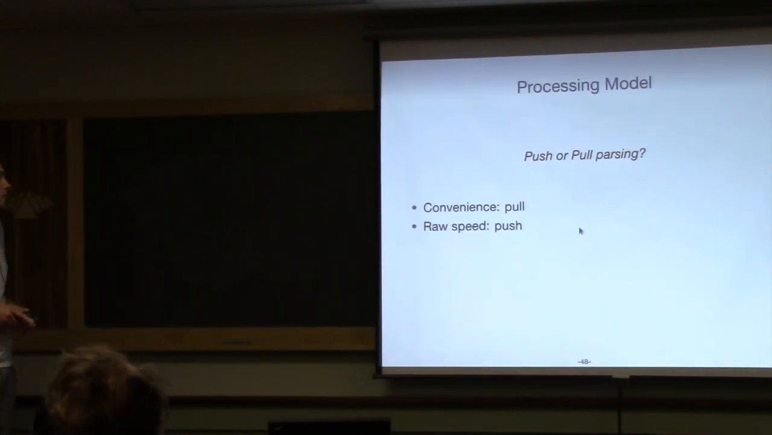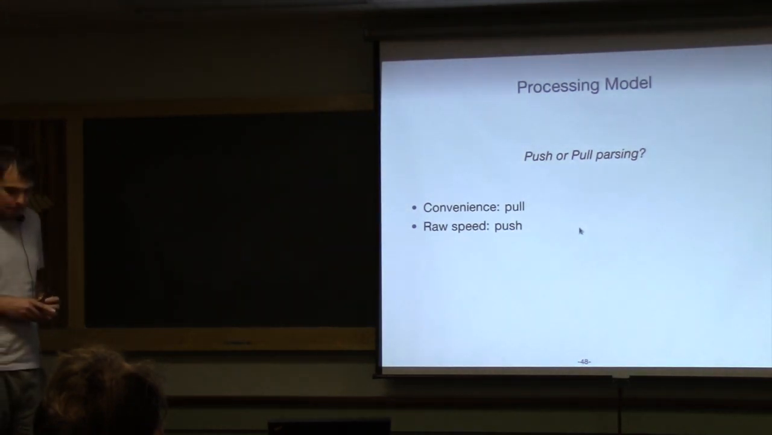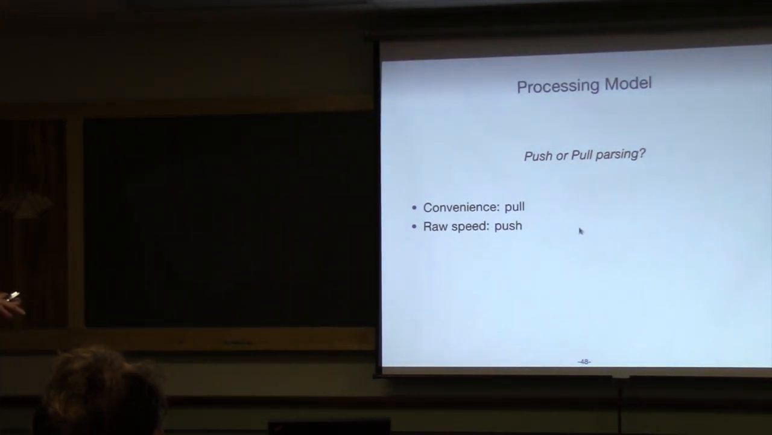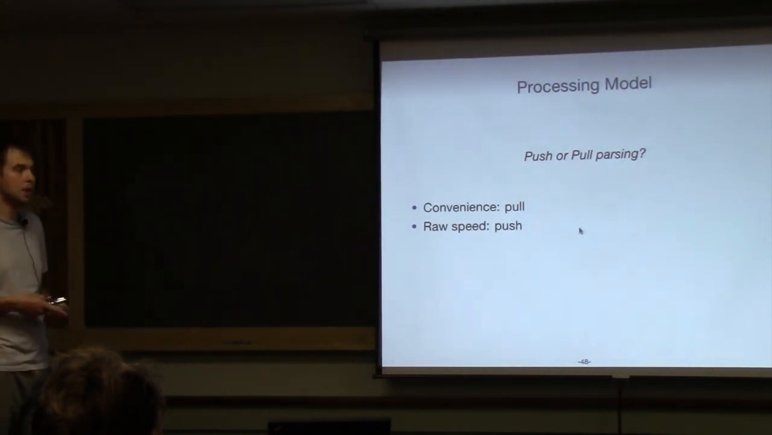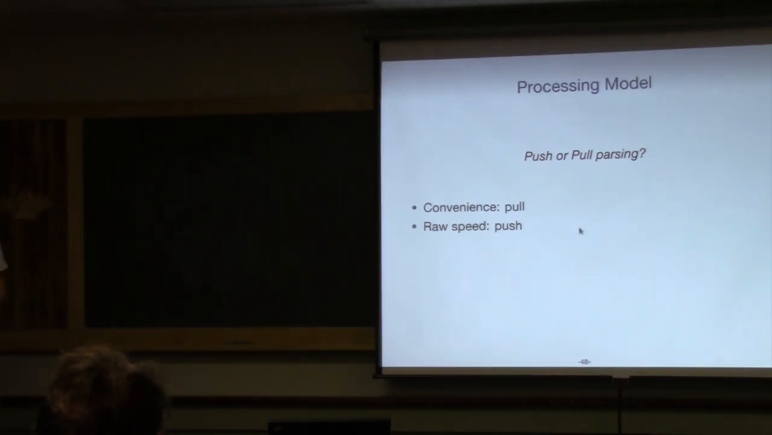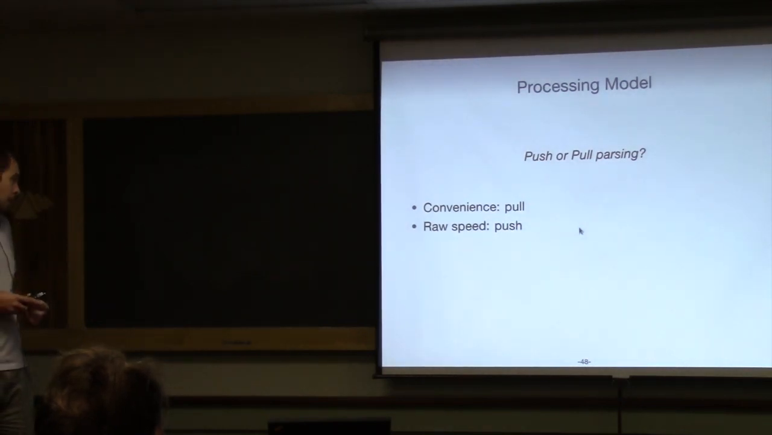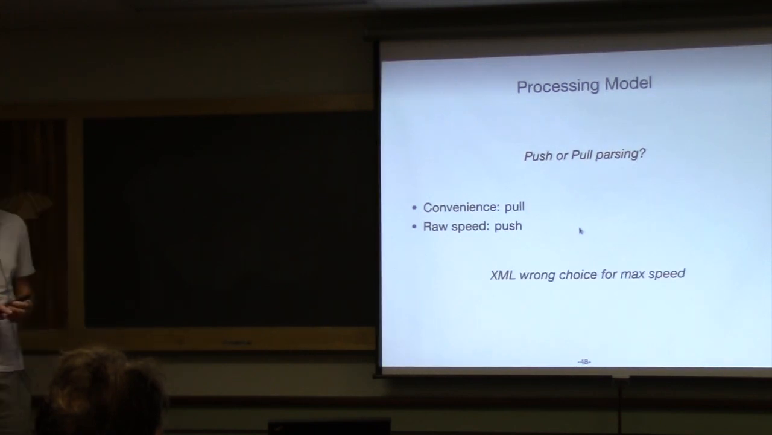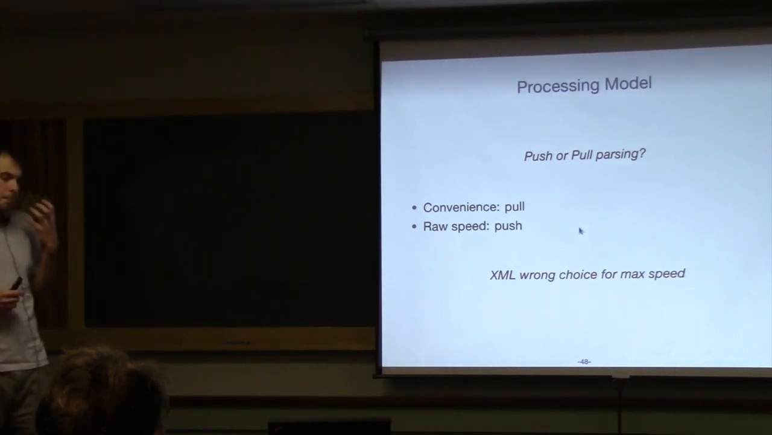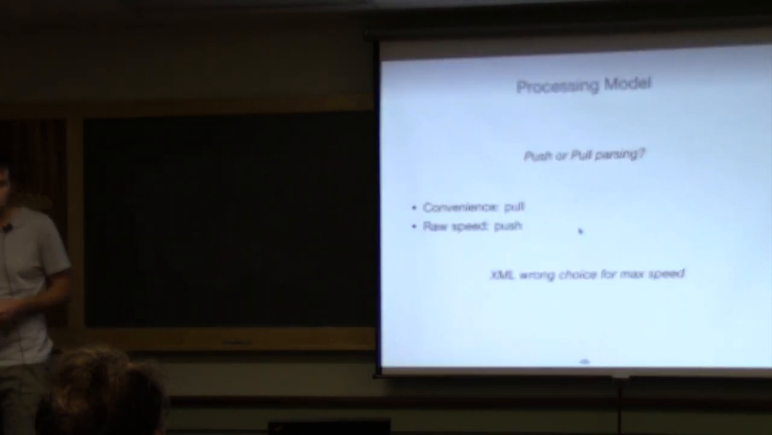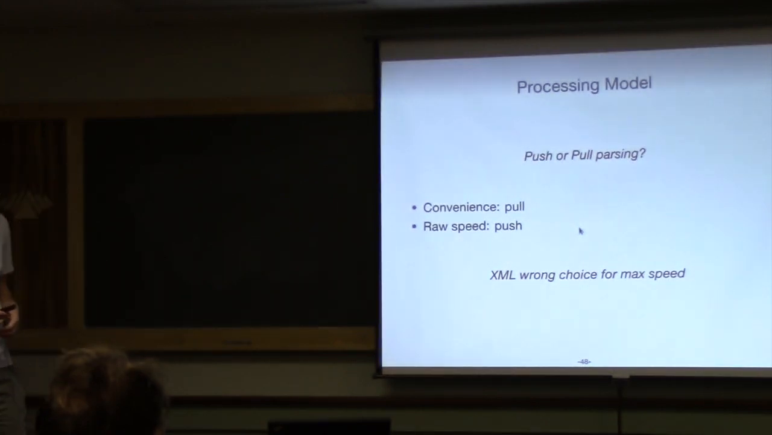Okay, so with the streaming model, we have two further choices, push and pull. Remember, with push the parser tells us when it's ready, and with pull, we tell the parser when we are ready to handle the next parsing event. If we want convenience, then push with its inversion of control and callbacks is really awful. If we want speed, then push is normally a bit faster. I say we trade extra speed for convenience, because if it's the maximum speed that you're after, then choosing XML was probably a bad idea in the first place.